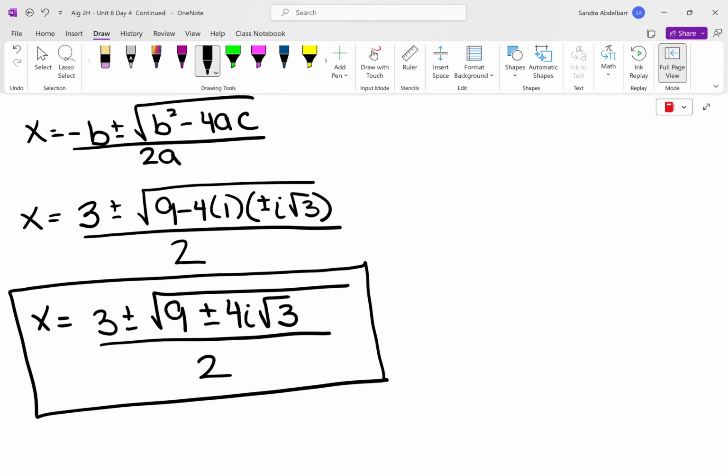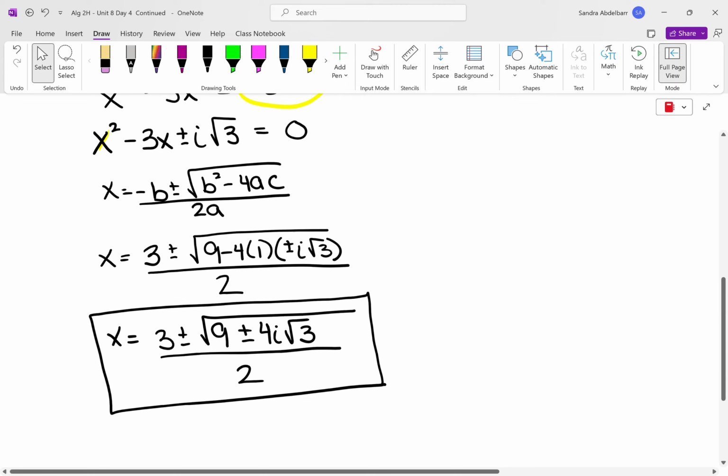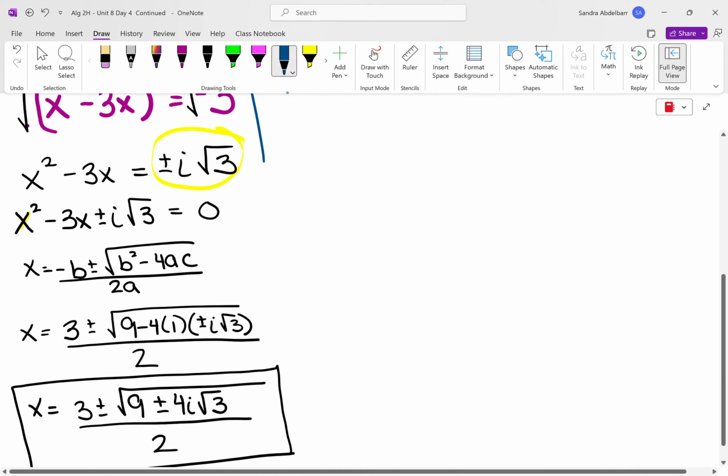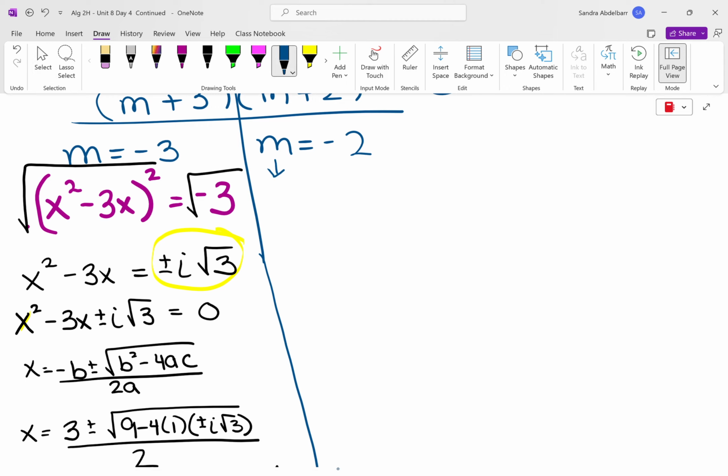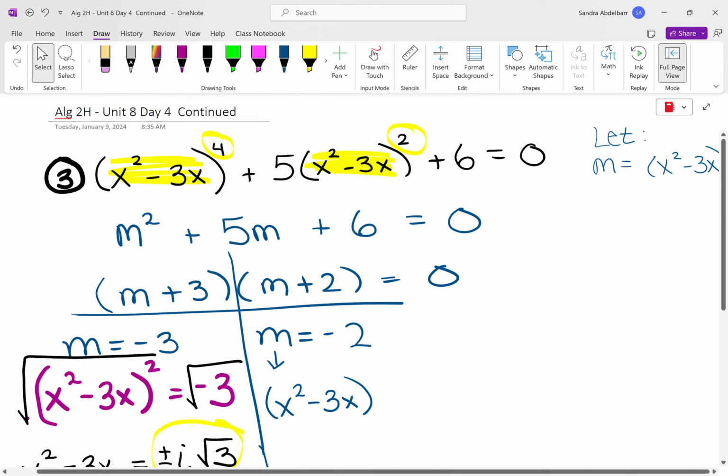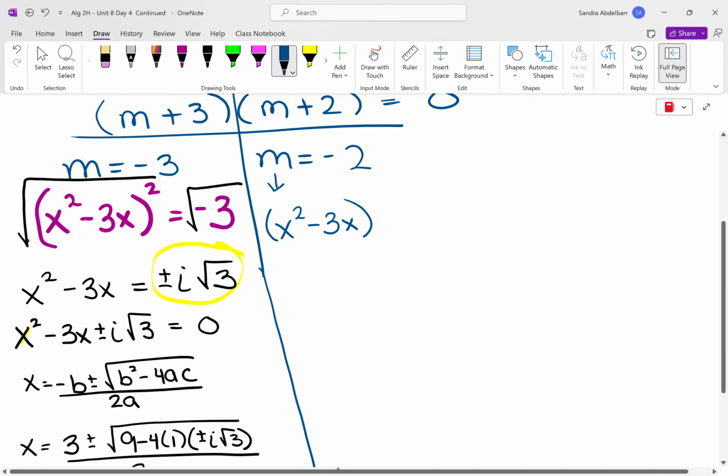That's one answer. We're not done. We go to the other side now. Remember, there was a whole other side to this? So we have on the other side m equals negative 2. Now, remember, we used substitution. We said m would substitute in for x squared minus 3x. Was it quantity squared? Yeah, quantity squared equals negative 2.